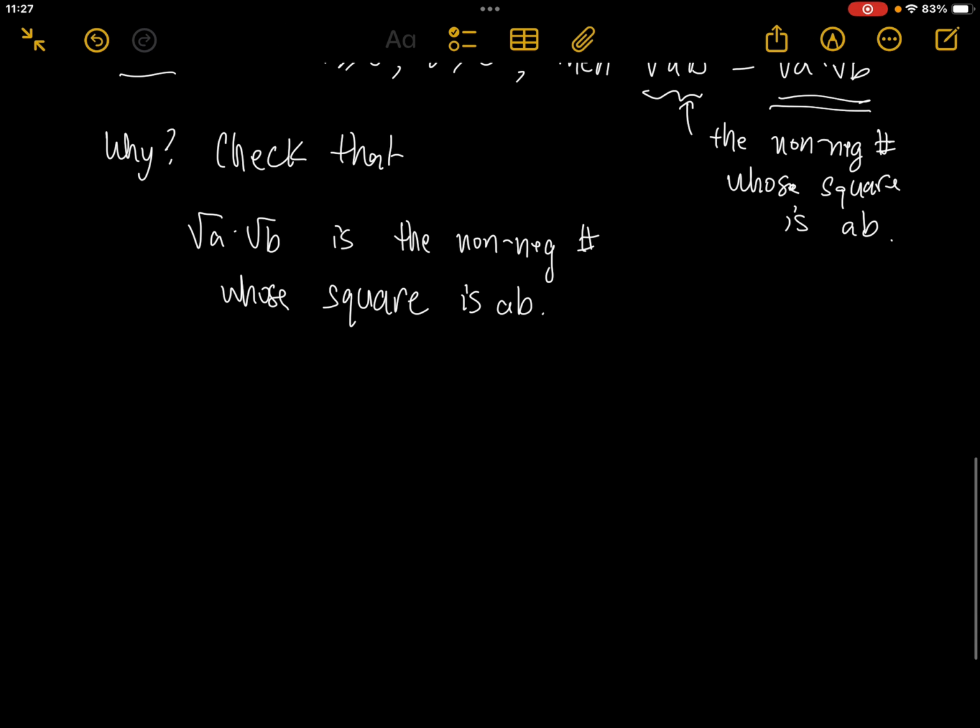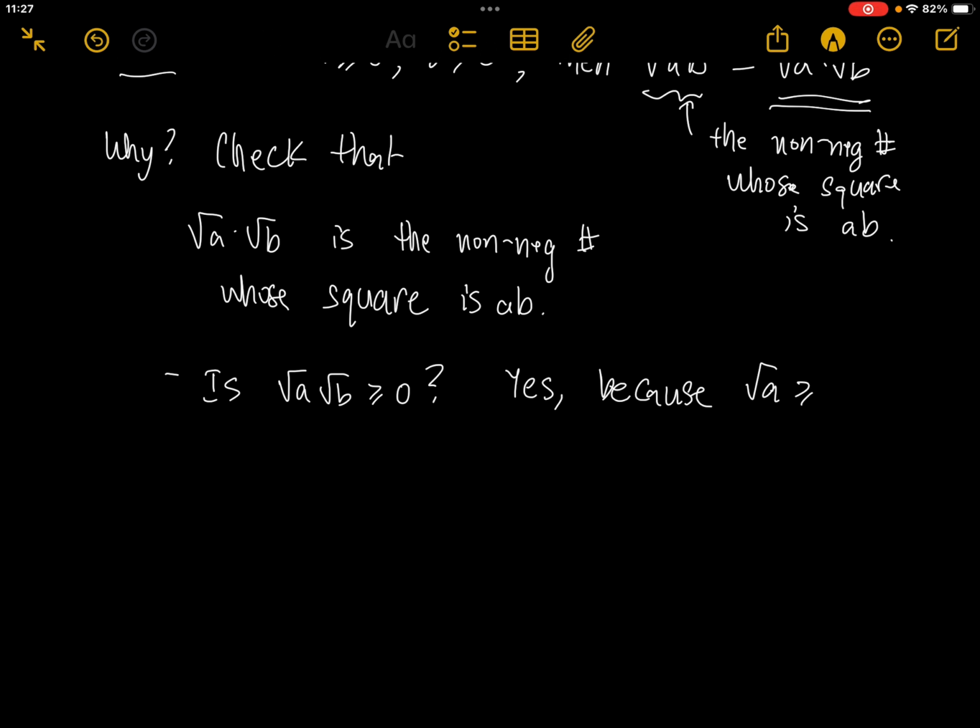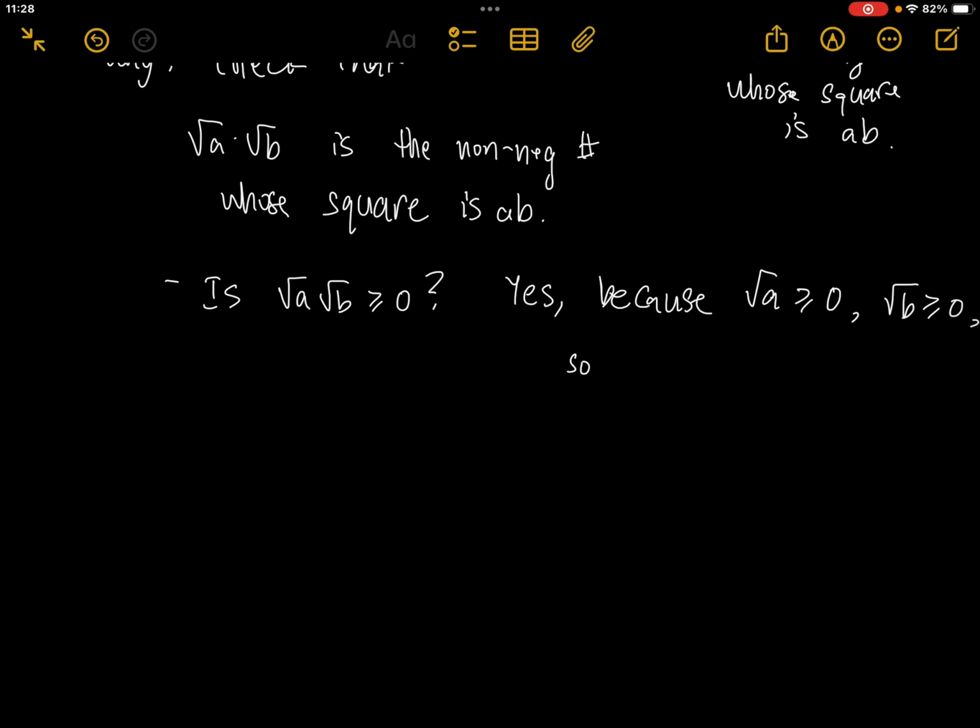First of all, let's talk about why the square root of a times the square root of b is non-negative. So we have to ask ourselves, is the square root of a times the square root of b greater than or equal to 0? Well, what do you think? The answer is yes, because each of the factors is greater than or equal to 0. The square root of a is greater than or equal to 0, the square root of b is greater than or equal to 0, and when you multiply two numbers that are greater than or equal to 0, the result is greater than or equal to 0. So at least we know that our number is not negative.